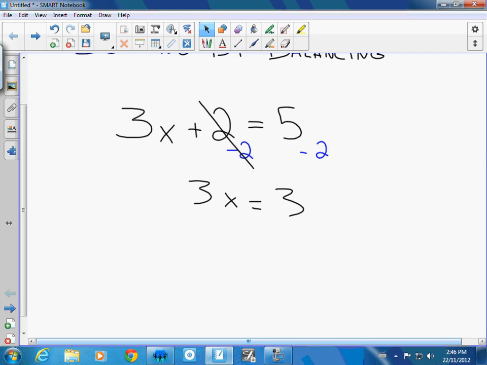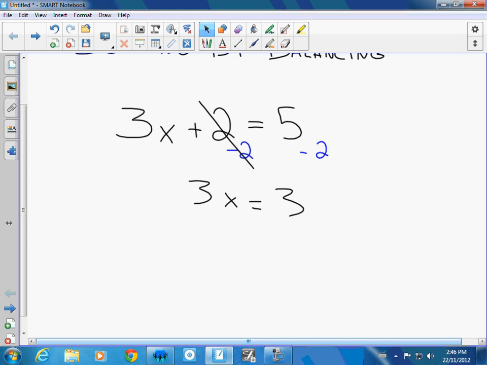No, x is not by itself yet, right? Because the key to solving any equation is to get the variable by itself. That's better. Okay. Now, x is not by itself. What is stuck with this x? A 3. But how is the 3 attached to it? It's multiplied. Because when the number and the letter are side by side, it means multiplication.